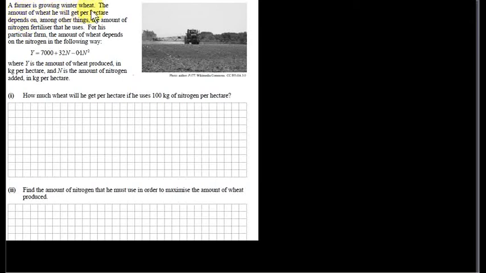A farmer is growing winter wheat. The amount of wheat he will get per hectare depends on, among other things, the amount of nitrogen fertilizer that he uses. For his particular farm, the amount of wheat depends on the nitrogen in the following way. Y equals 7000 plus 32n minus 0.1n squared, where Y is the amount of wheat produced in kilograms per hectare and n is the amount of nitrogen added in kilograms per hectare. How much wheat will he get per hectare if he uses 100 kilograms of nitrogen per hectare?